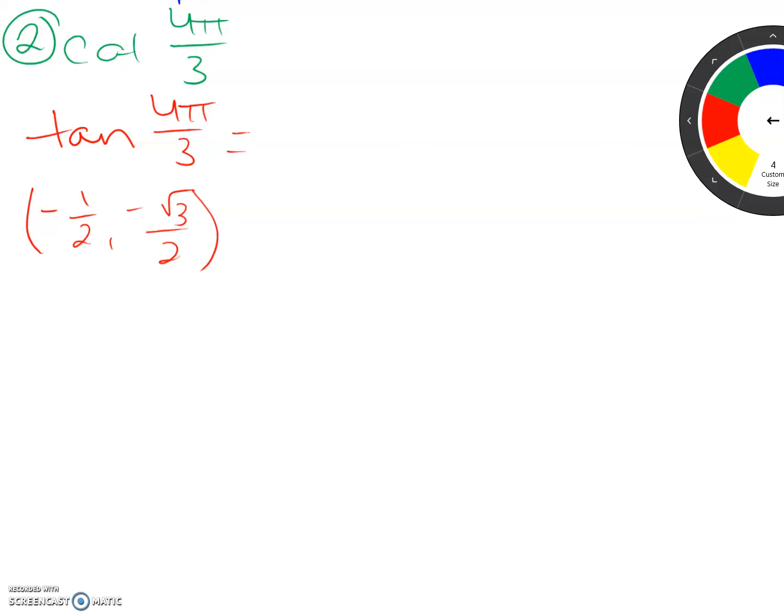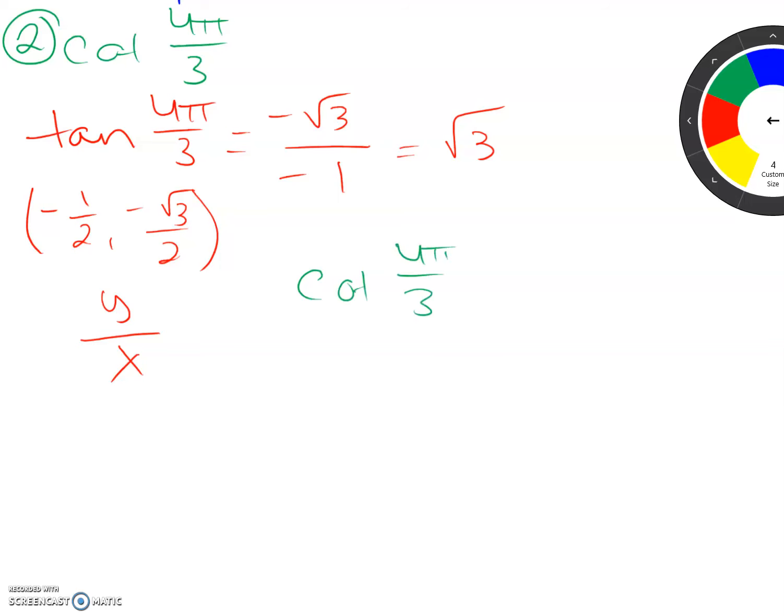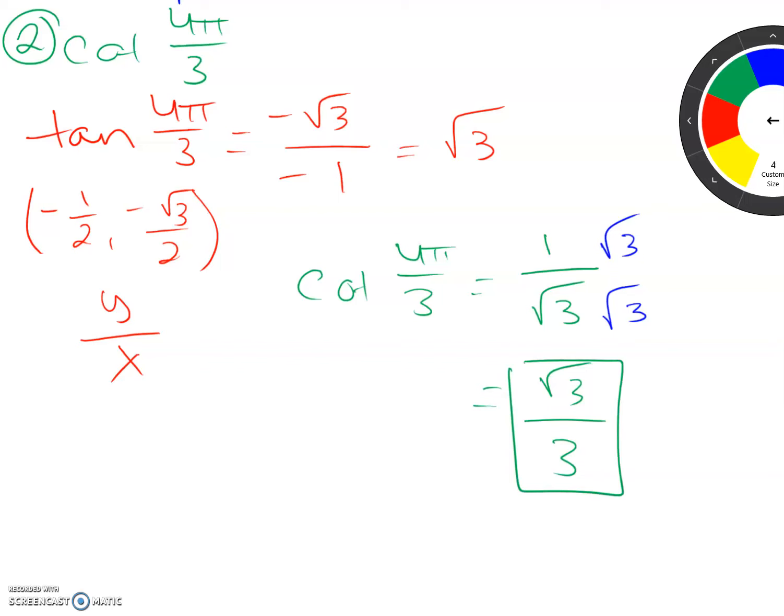So, remember, tangent is y over x. Denominators match, so they're going to cancel out. Numerator is going to be negative root 3, denominator is going to be negative 1. So tangent is just root 3. So when we do cotan, we're going to flip that over and it's going to become 1 over root 3, which you will have to rationalize. So you end up with root 3 over 3. Okay?